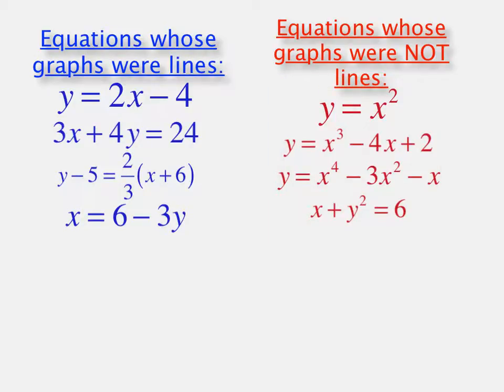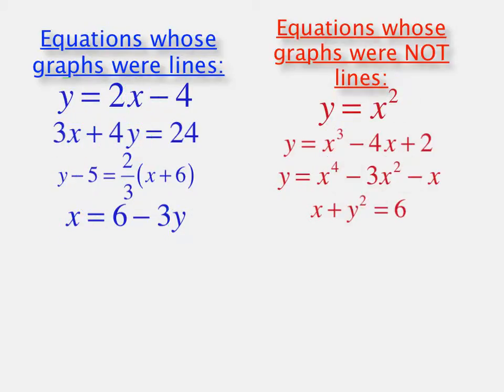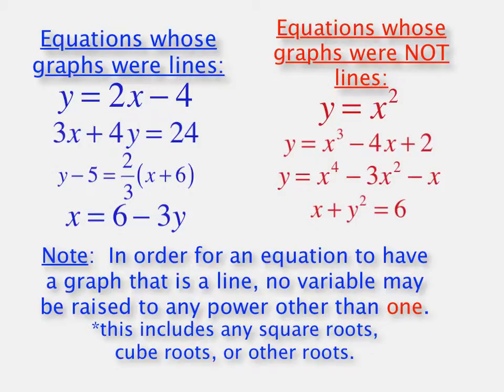One thing that I noticed is that in the four equations that didn't end up having lines for graphs, there was a variable with a power other than 1. That wasn't the case for our equations whose graphs were lines. Every variable in there has no exponent or is raised to the first power. So the first thing we notice is, in order for an equation to have a graph that is a line, no variable may be raised to any power other than 1. And for reasons we will discuss later, this actually includes any square roots or cube roots or any other roots.